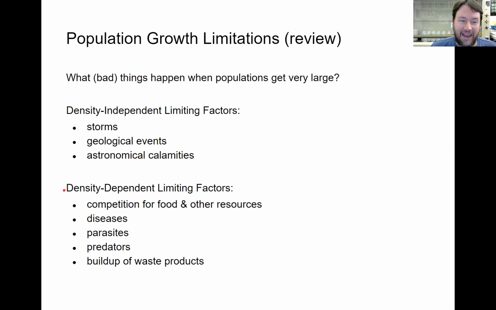So, okay, for density dependent limiting factors, those are things like competition for resources like food, nesting sites, things like that. Could be diseases, could be parasites and predators, could be a buildup of waste products. All of these things are going to cause higher mortality or lower reproduction the larger the population is. So that's why they are called density dependent.